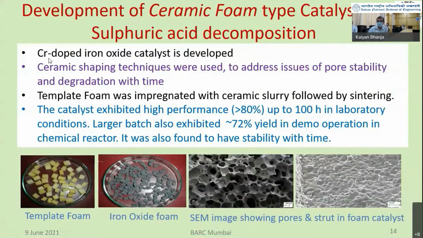Similarly, as I just told, this chromium doped iron catalyst was developed within BRC, and then it has been given shape by these ceramic shaping techniques. These are the steps here. Template foam was impregnated with ceramic slurry, and then whatever catalyst was made, we tested for its performance up to 100 hours, and it showed a stable performance in lab scale, also on the larger batch of the reactor, which I showed just a few slides before. So that also was found to be stable with time.